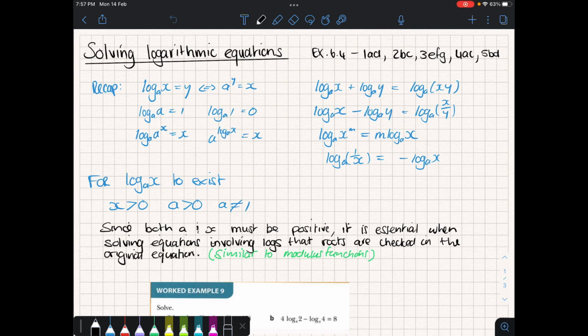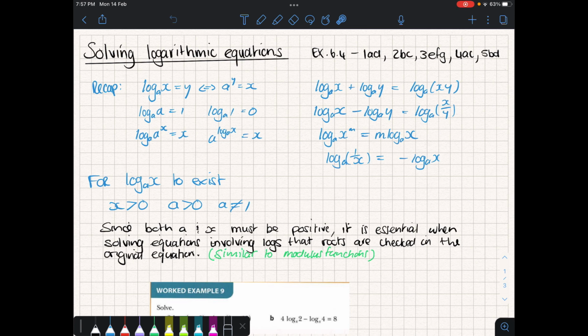Okay, so today we're going to take all the knowledge we've learned in the last couple of lessons and apply it to try and solve log equations. Before we get onto the log equations, it's important that we just recap all of our log laws.